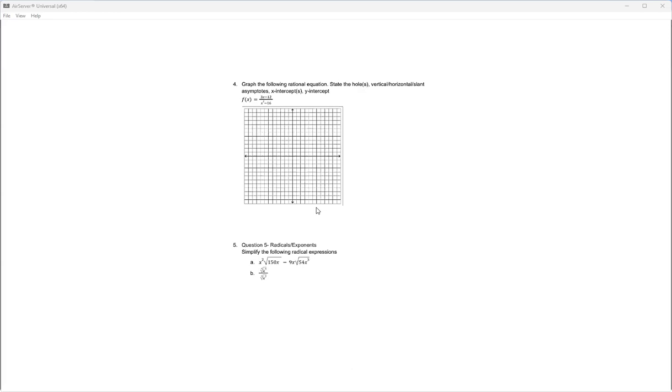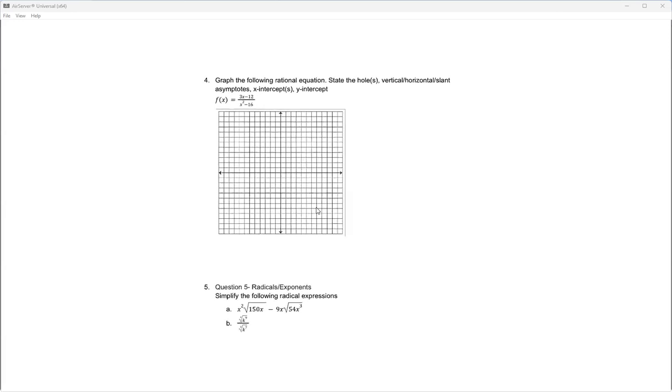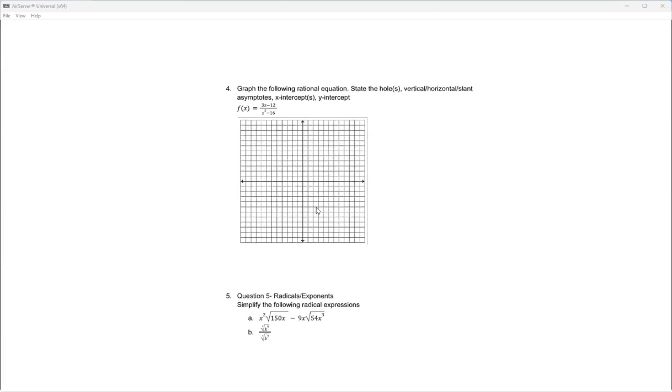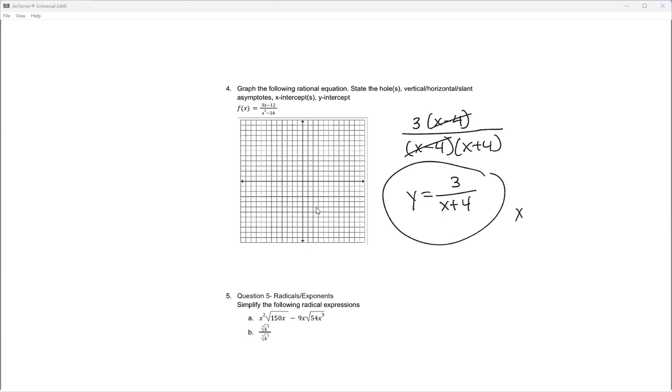All right. So for number 4, this is a rational expression. We just went over this. This is 3, and then you factor out the x minus 4. And on the bottom, you're going to go x minus 4, x plus 4. And what you do here is you cancel it out. Again, you factor everything you can, and then you're going to graph 3 over x plus 4. And when you graph this, remember the hole is at x equals 4.